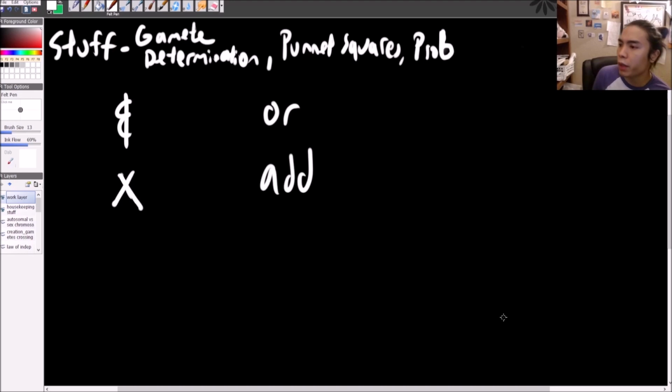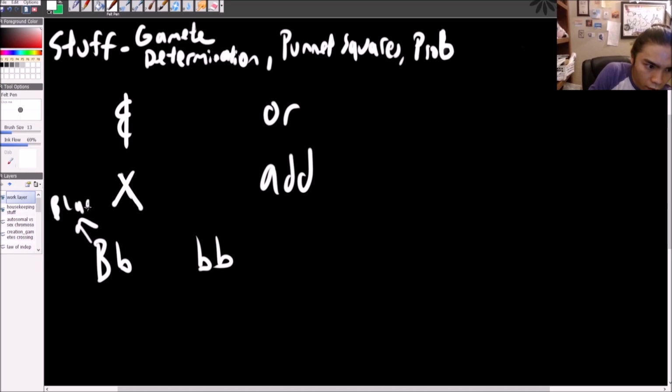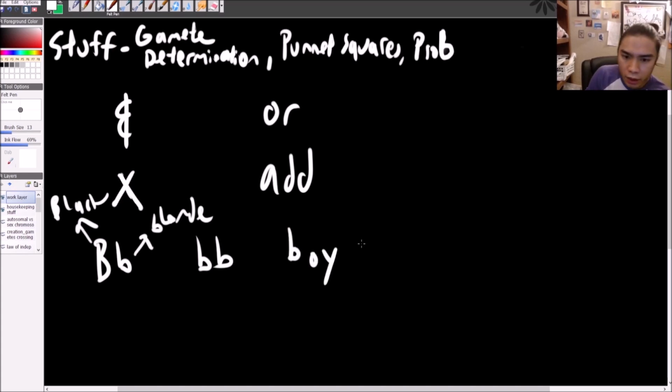Okay, so you're given a question. What is the probability of having a boy? Okay, just real quickly, big B is black hair color, little b is blonde. It doesn't even matter which one's the mom and which is the dad. But you're asking, what is the chance that this couple will have a boy that has blonde hair? This is an "and" question, so it's a boy and blonde hair.